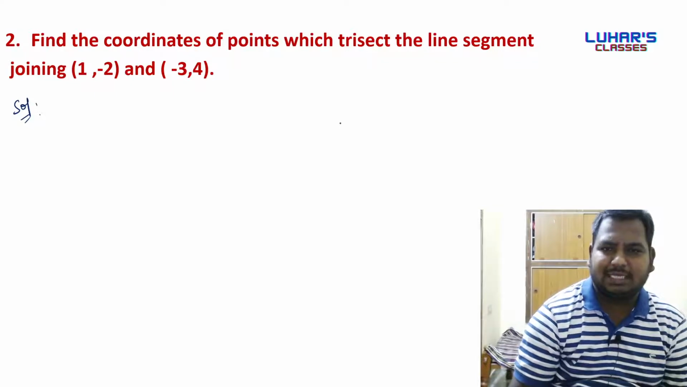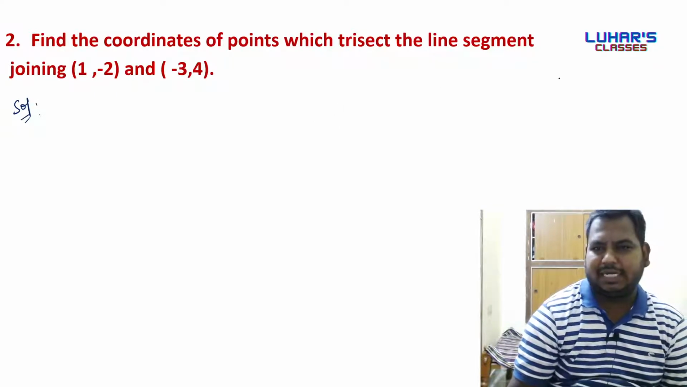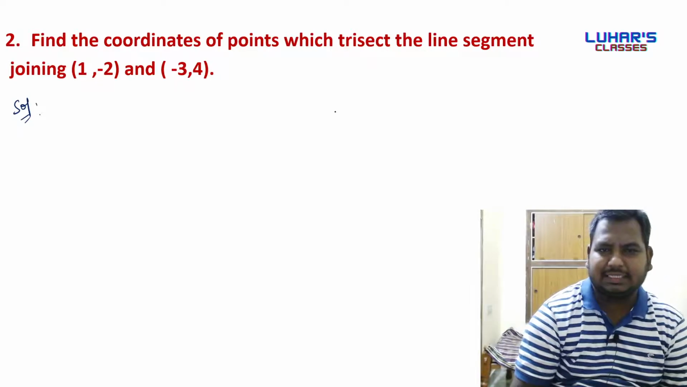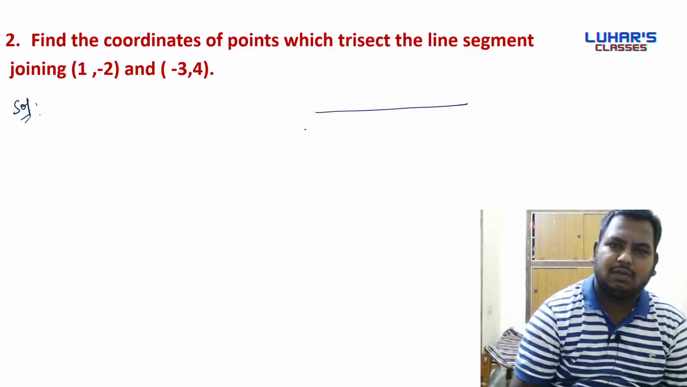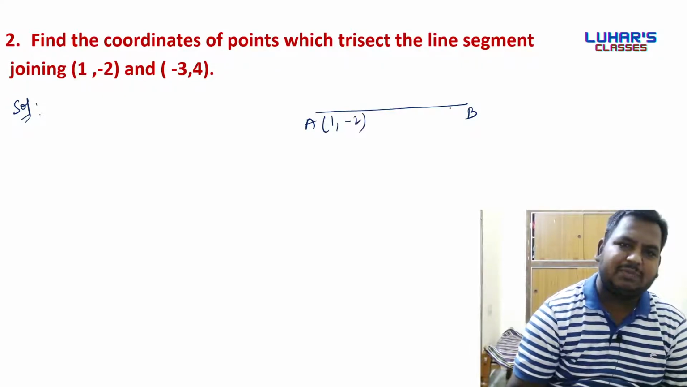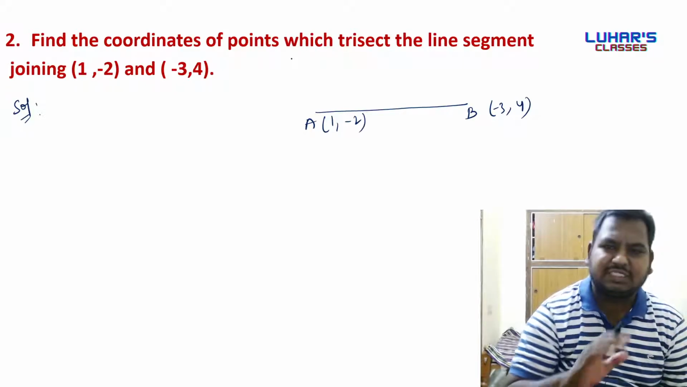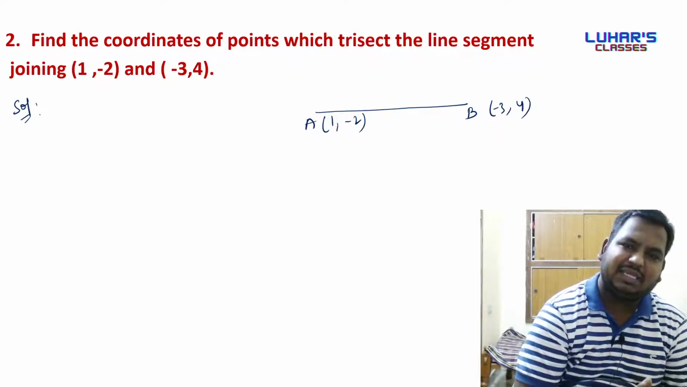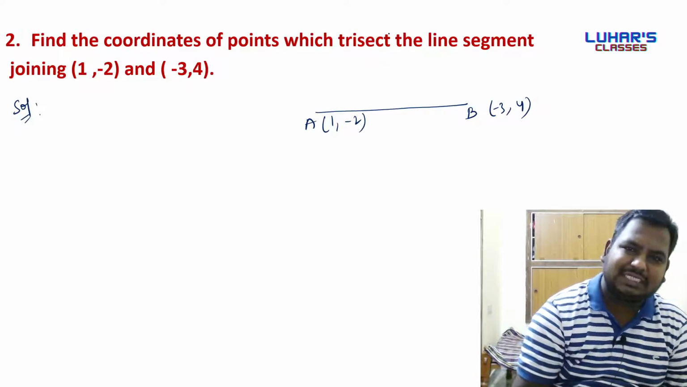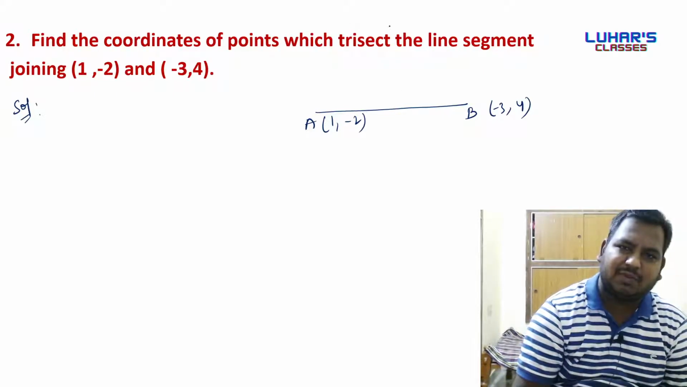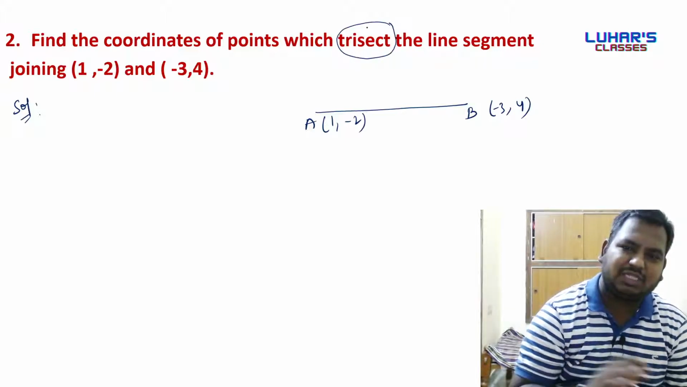So we have a line segment AB. Let me draw here. Let me assume the coordinates of A as 1 comma minus 2 and the coordinates of B as minus 3 comma 4. Now find the coordinates of points which trisect the line segment. The meaning of trisect is dividing the line segment into 3 equal parts.